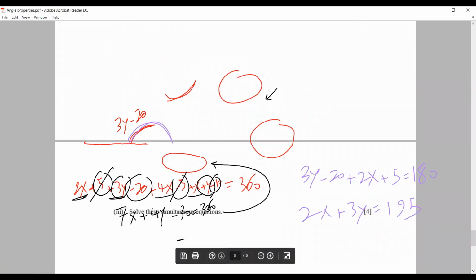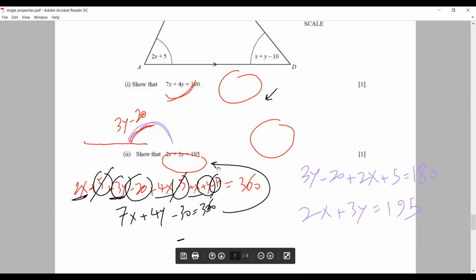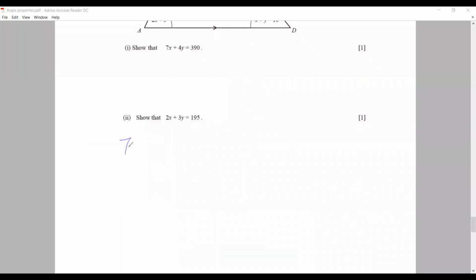Moving on to solve this simultaneous equation. Well, they're referring to these two. So okay, let's solve these two simultaneous equations. Let me write them down here. 7x plus 4y equals 390, 2x plus 3y equals 195. Well, you can use elimination if you want. I'm going to take the coefficients of y, right? And I multiply this by 3, and I multiply this by 4.